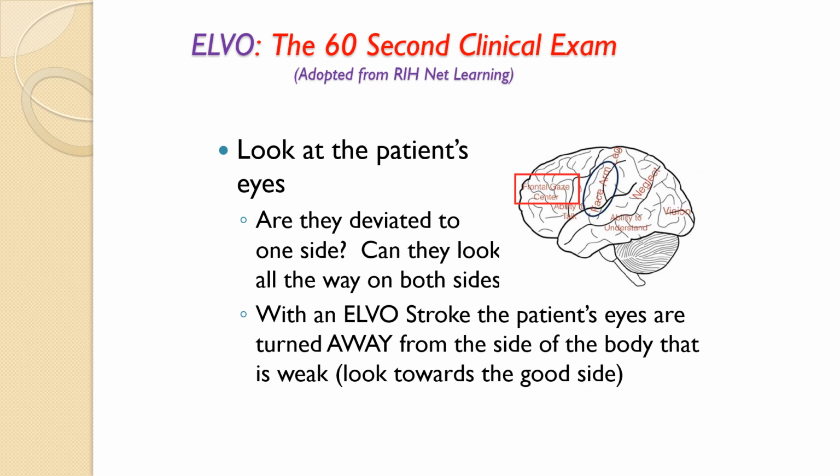So ELVO, the 60-second clinical exam, right? This is adopted. This is training that they received at Rhode Island Hospital. So we borrowed it. We want to look at the patient's eyes. Are they deviated to one side? Can they look all the way on both sides? So with an ELVO stroke, the patient's eyes are turned away from the side of the body that is weak. So their eyes tend to look towards the good side. So are they deviated? Can they look right at you? Can they look back and forth? Can they follow your finger? Okay.